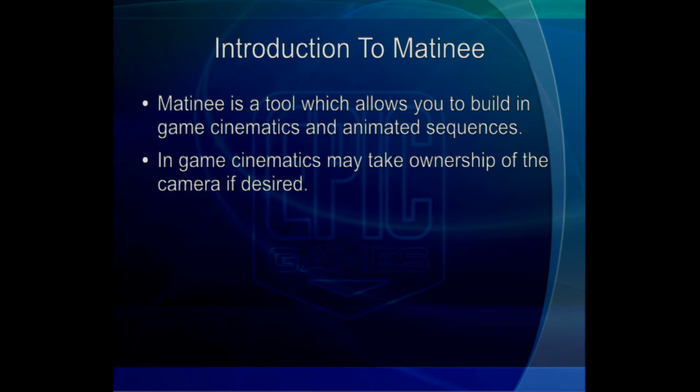Cinematics can take ownership of the camera if you want. For example, with the doors and the lifts, you don't really want to take control of the camera. You want to still let the player run around and do things, and this is really important. If you actually want a cutscene where players have to look at something, then you can take control of that if you want.